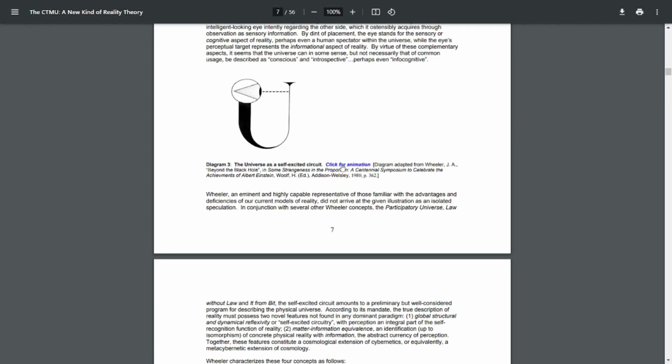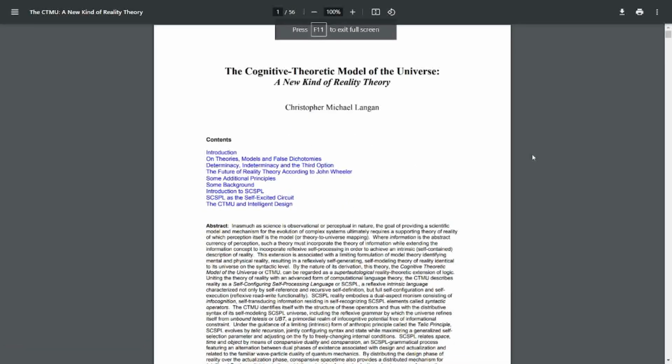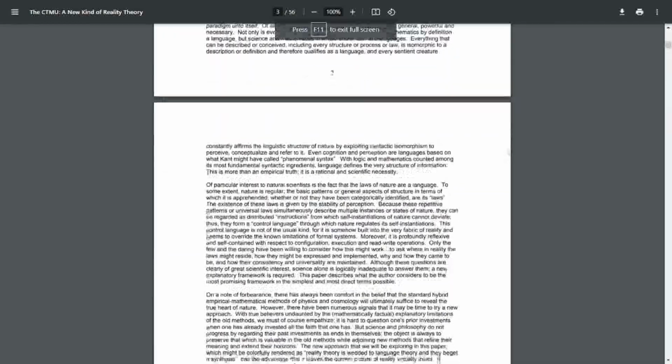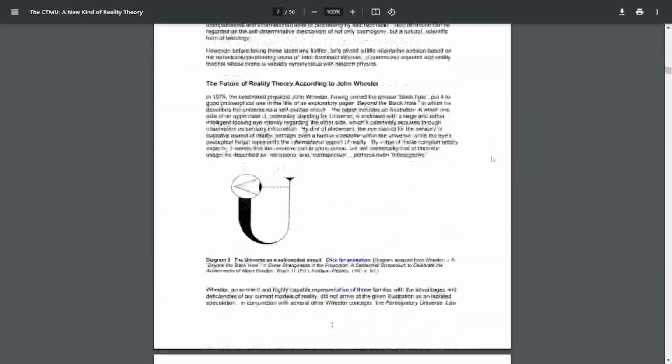Oh wait, is there an animation here? Not found. Back to Facebook. It's a dead Facebook page. How do I? Okay. Oh no. All right. Well, no animation. I'm assuming the animation is just.